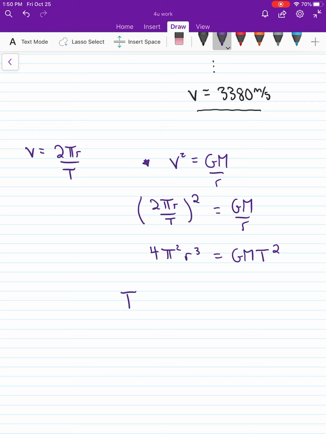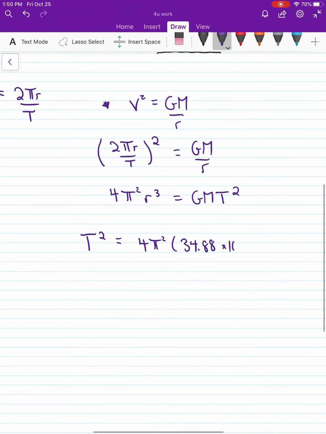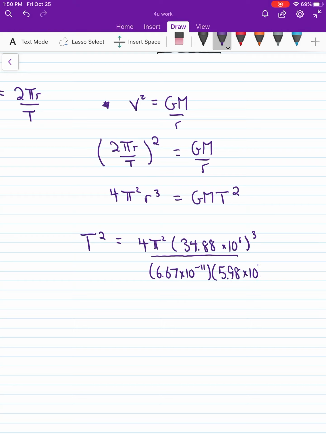So if we rearrange, T squared is 4 pi squared, the r number cubed. The r was that 3488 number, 34.88 times 10 to the 6, we have to cube that number. And then to get T squared all by itself, we have to divide by 6.67 times 10 to the negative 11, and the mass of Earth, 5.98 times 10 to the 24.